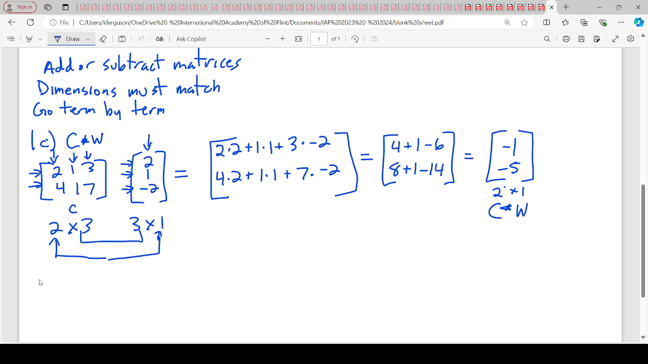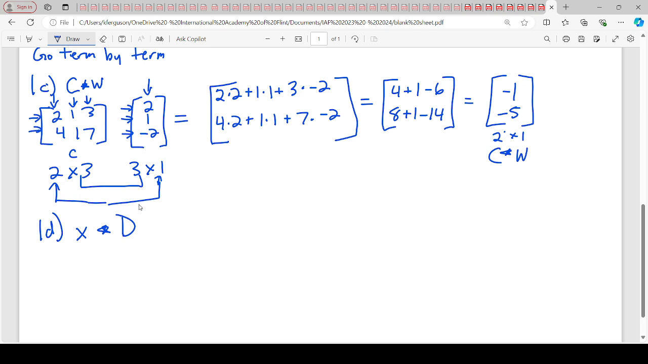All right, so next is 1D. 1D is X times D. So X is 2, negative 1, 1, negative 2, times D, which is negative 1, 0, 4, 3, 1, 1. So this is X, this is D. So the dimensions of this is 1 row by 4 columns. So that's a 1 by 4.